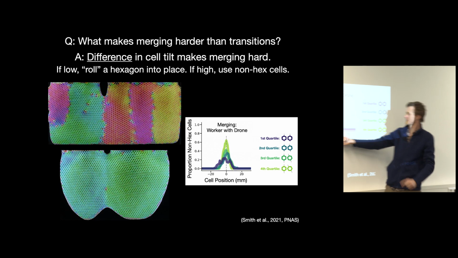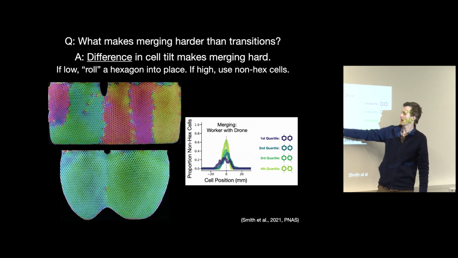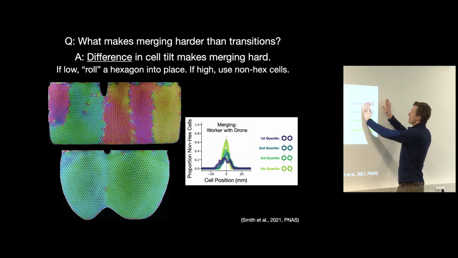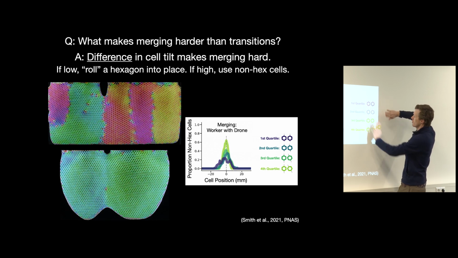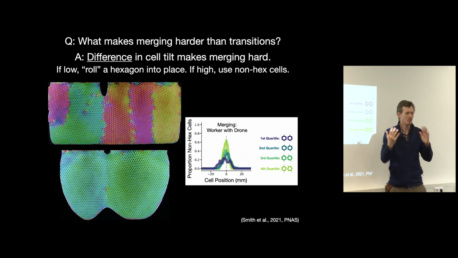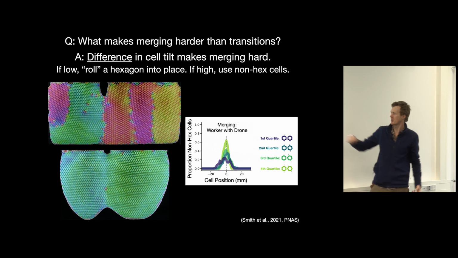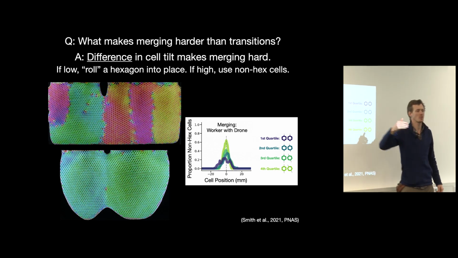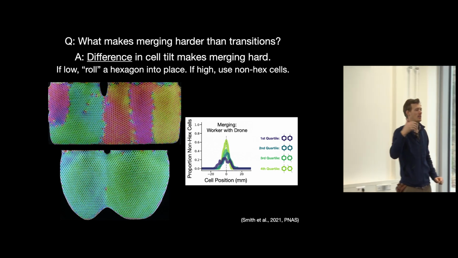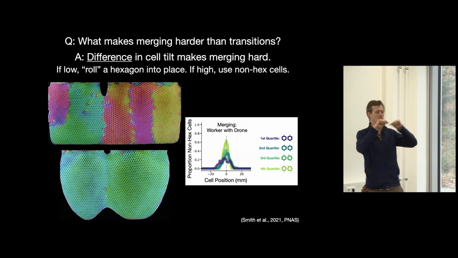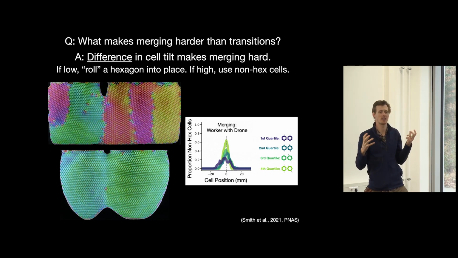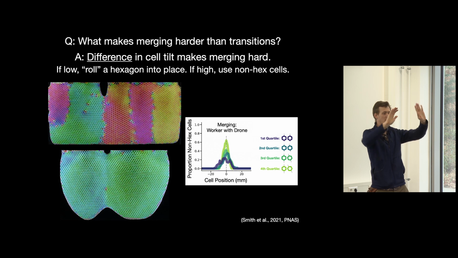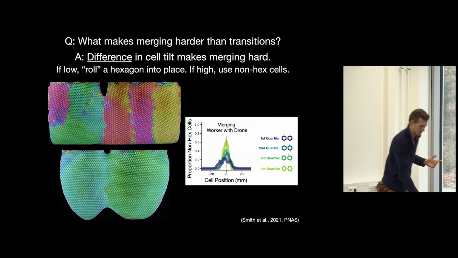So this is here the cell position and the proportion of non-hexagonal cells. As you go from a first quartile, second quartile, third or fourth quartile difference in the two sides, you actually get a higher and higher proportion of non-hexagonal cells at that merge point. All that is to say is that it's really hard to fit hexagons together when they're not aligned. And they can't coordinate that alignment if they're building independently in those two different places.